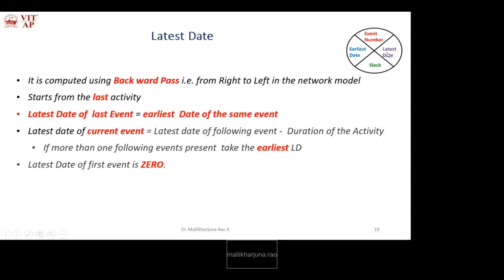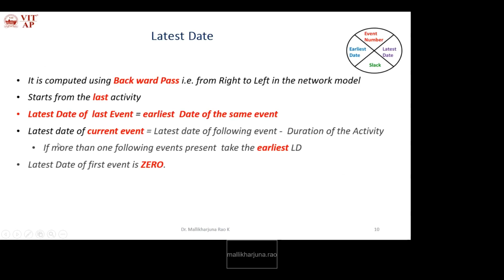Okay, for the last event, the latest date is the same as the earliest date of that event. Now the latest date of a current event. What do you mean by current event? Other than the last. If you take n as the last node, then n minus 1, n minus 2, n minus 3 and so on are the current events.